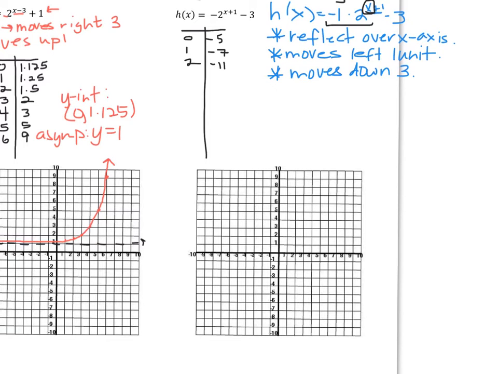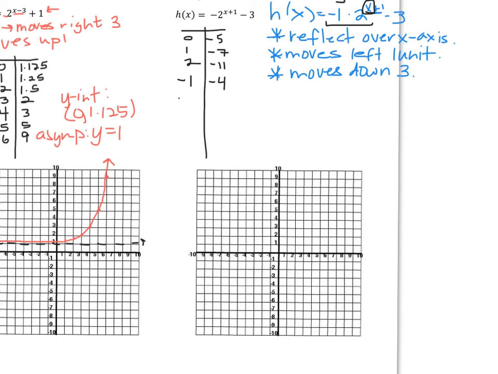This means we're going to have to go to the other side and plug in negative values for x to see what we can get on our coordinate system. If I go on the other side of 0, if I go to negative 1, negative 1 plus 1 is 0, and 2 to the 0 power is 1. Times negative 1 is negative 1, minus 3 puts us at negative 4.